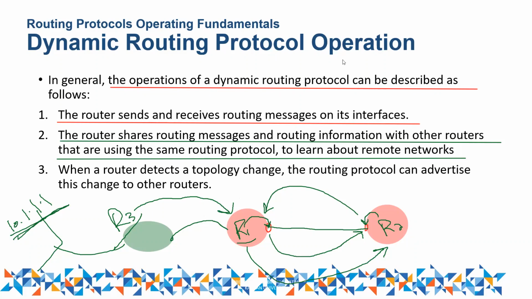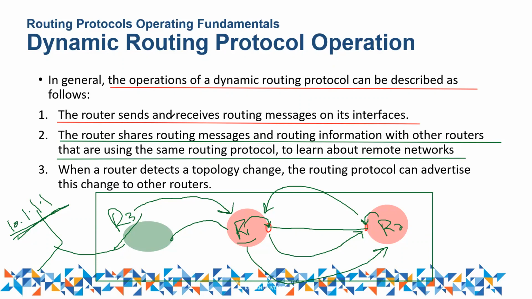But remember, dear students, it's very necessary that these three routers be in the same autonomous system. It means they must use the same routing protocol. There are multiple routing protocols which we will discuss, but right now you have to remember that all those routers will be able to exchange information with each other only when they are operating on the same routing protocol.